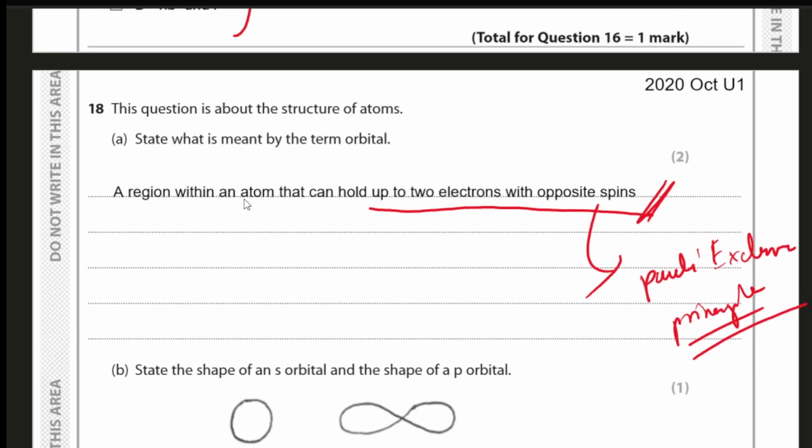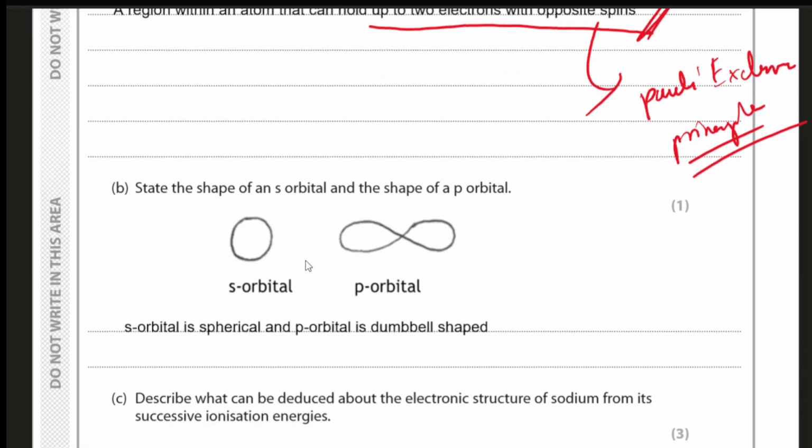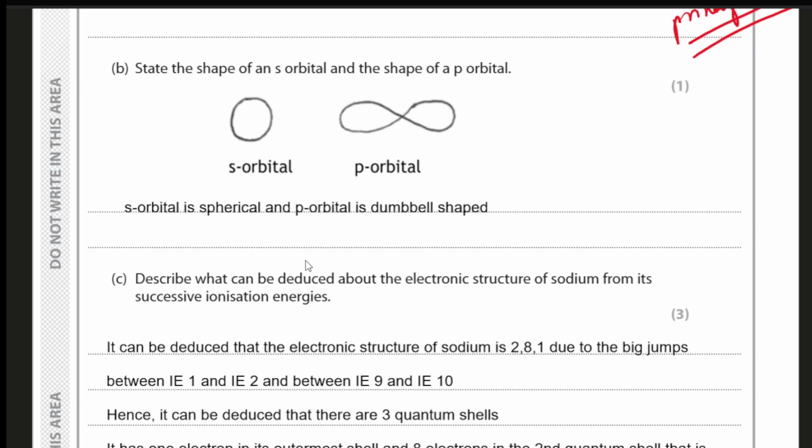Or you can say it is a region which has 99% probability of two electrons being present with opposite spins. Again, state the shape of an s orbital and the shape of a p orbital. The s orbital is spherical and the p orbital is dumbbell shaped, we know that, like this.